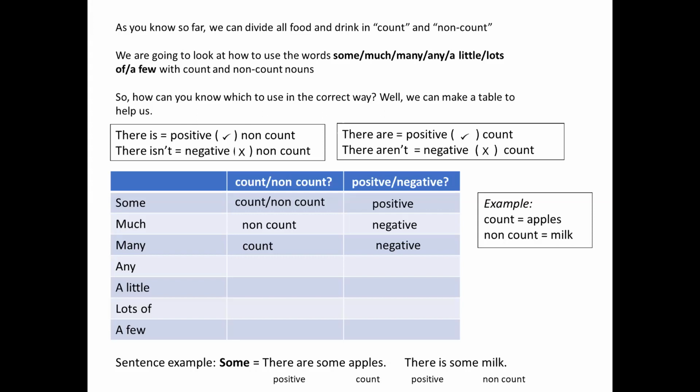Number 4, any. Can I say any apples? Yep. And can I say any milk? Also, yes. So this one is both count and non-count. Now, do I say there is any and there are any? Or do I say there isn't any and there aren't any? If you guessed only negative, you're correct.